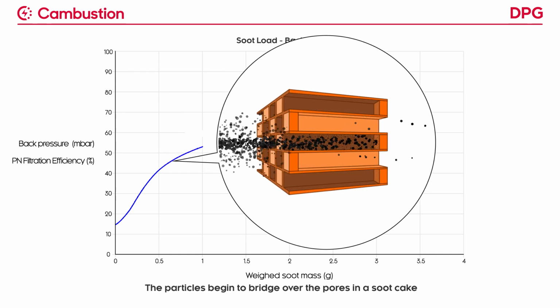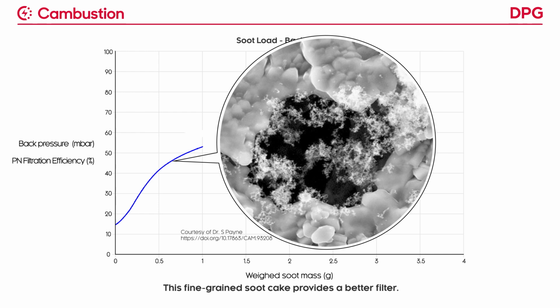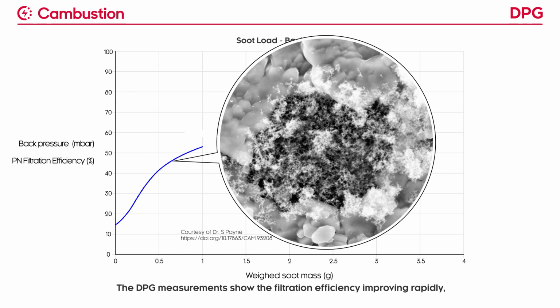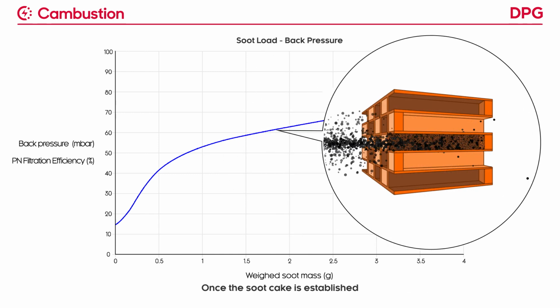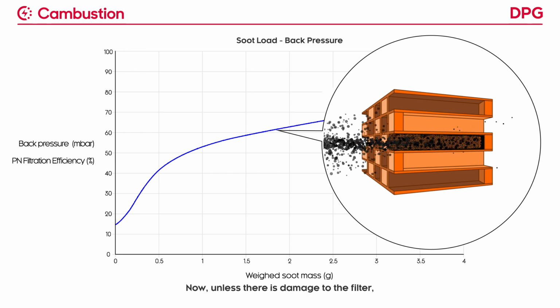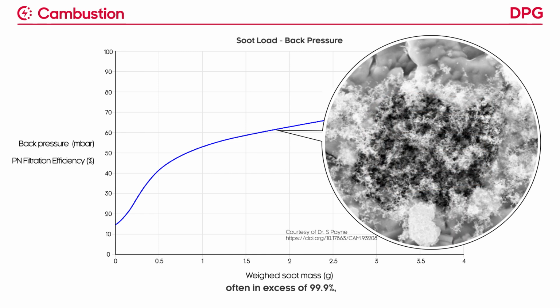The particles begin to bridge over the pores in a soot cake as a layer of soot forms over the whole wall. This fine-grained soot cake provides a better filter. The DPG measurements show the filtration efficiency improving rapidly and the rate of increase in the back pressure beginning to reduce. Once the soot cake is established, it grows progressively thicker over time. Now, unless there is damage to the filter, the filtration efficiency is very high, often in excess of 99.9%, and the increase in back pressure is almost linear.